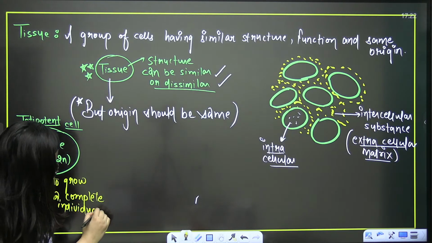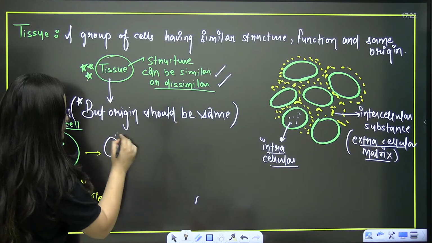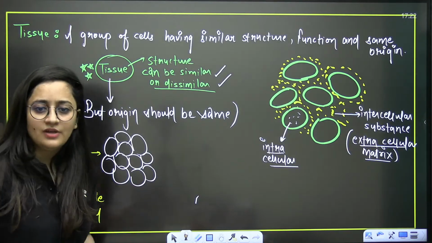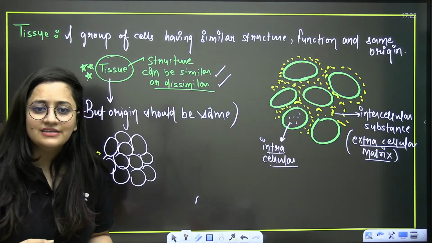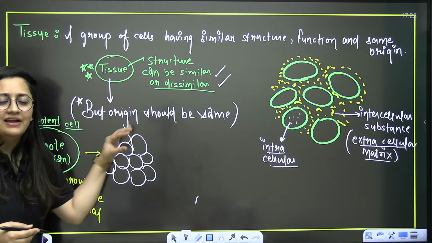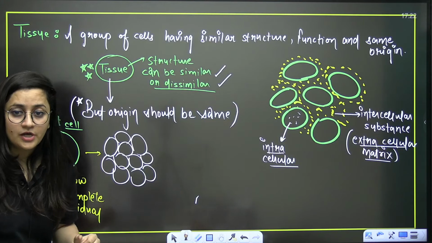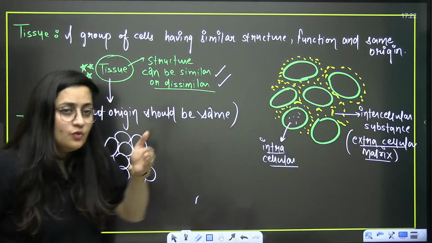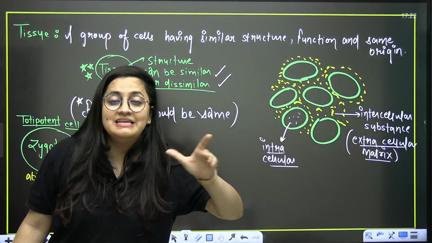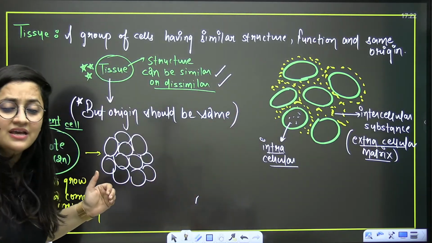Now this zygote will divide and form a multicellular structure. After many rounds of division, after cleavage, you will get a ball-like structure: the morula, the blastula, the gastrula. We have completed that in human reproduction. You will see the blastomeres, the morula at the 8 to 16 cell stage, the blastula at 16 to 32 cells, then the 64 cell stage, the blastocyst, and then the gastrula.